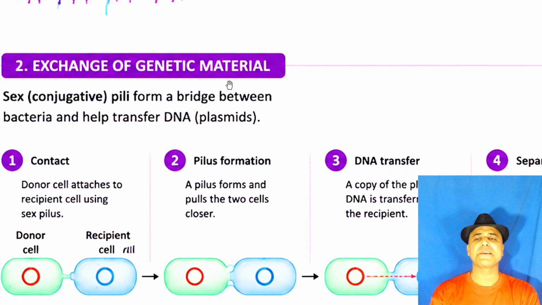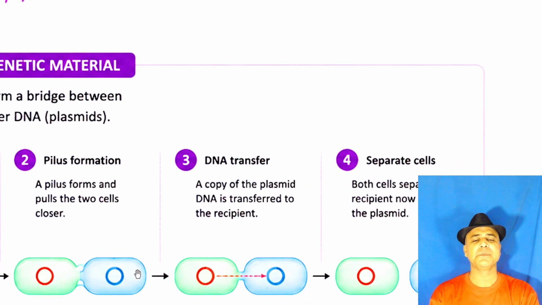Exchange of genetic material: sex conjugative pili form a bridge between bacteria and help transfer DNA plasmids. You can see pili come in contact, a tube is formed, and through this tube plasmids can be transferred from one bacterium to another bacterium.